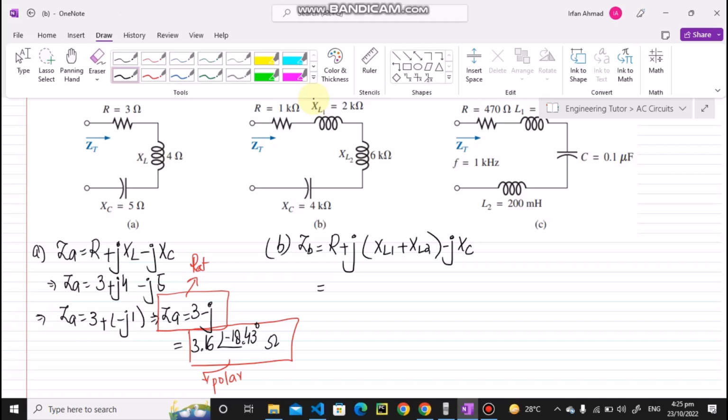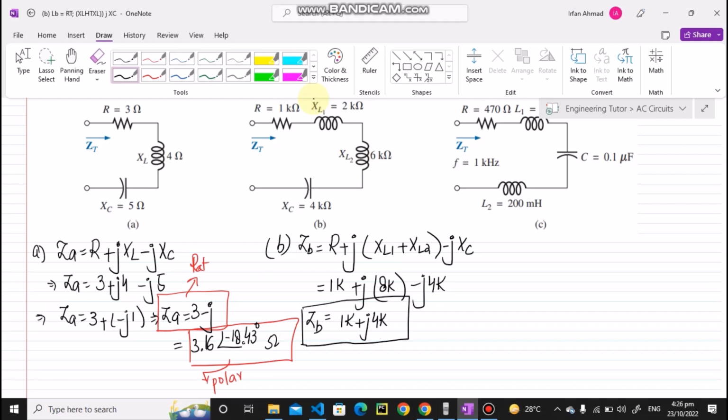Writing values here, I will get 1K or 1000 plus J, and the value of XL1 is 2K, the value of XL2 is 6K, so that would be 8K. Okay, I am simplifying it, so minus J here, and the value of XC is 4K. Now again simplifying it, I will get 1K, and subtracting 4K from this 8K, I will get J 4K. Okay, so now it is basically in the rectangular form. So we can see that here we have different elements.